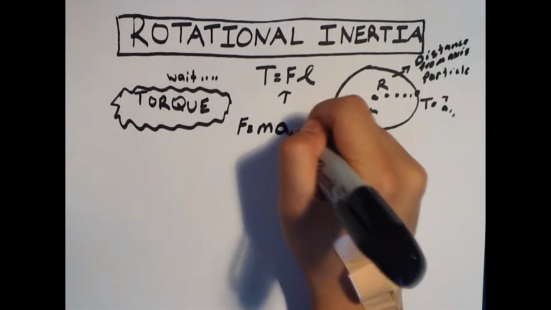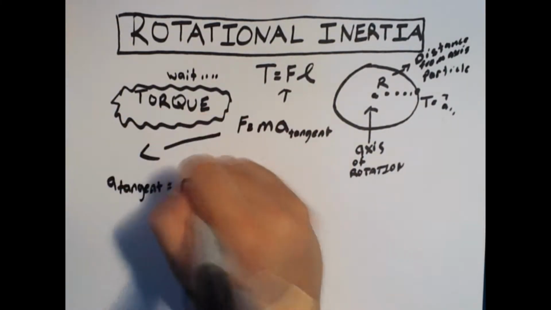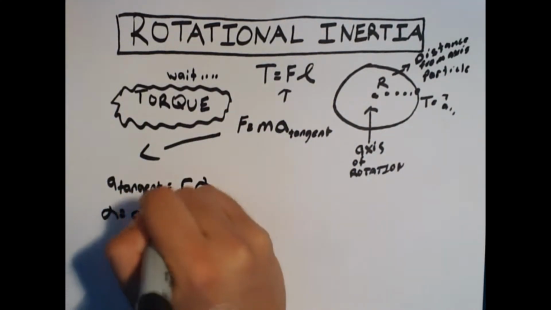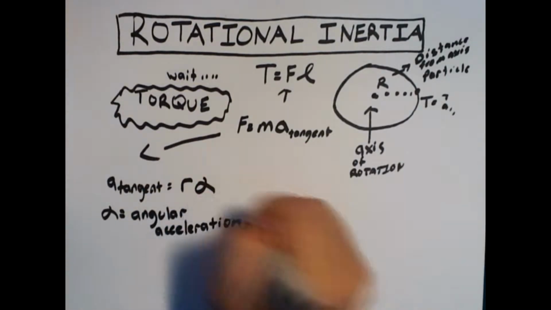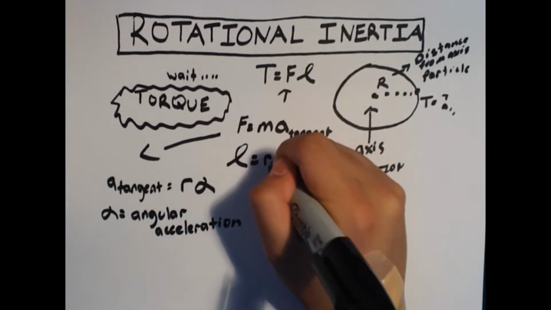So force equals mass times tangential acceleration. Tangential acceleration equals radius times alpha. Alpha in this case is angular acceleration. And the radius of the particle equals the lever arm because it's not translational motion.